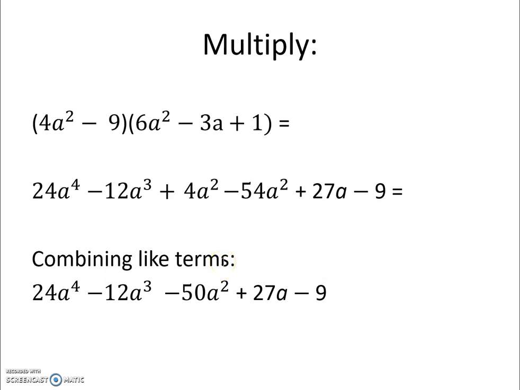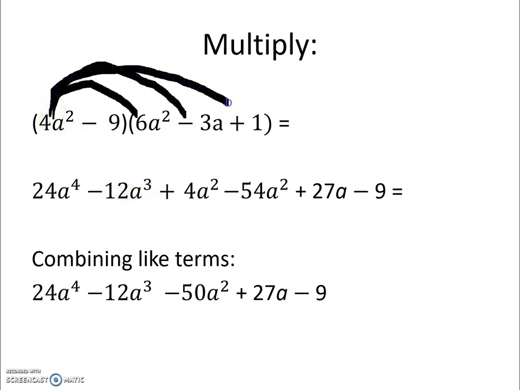We're asked to multiply 4a squared minus 9 times the quantity 6a squared minus 3a plus 1. So if we take 4a squared times 6a squared, we get 24a to the 4th. 4a squared times a negative 3a, we get a negative 12a cubed. 4a squared times our positive 1 is simply 4a squared.